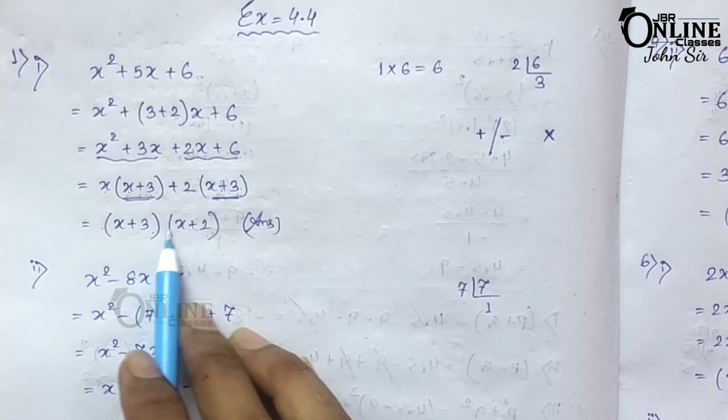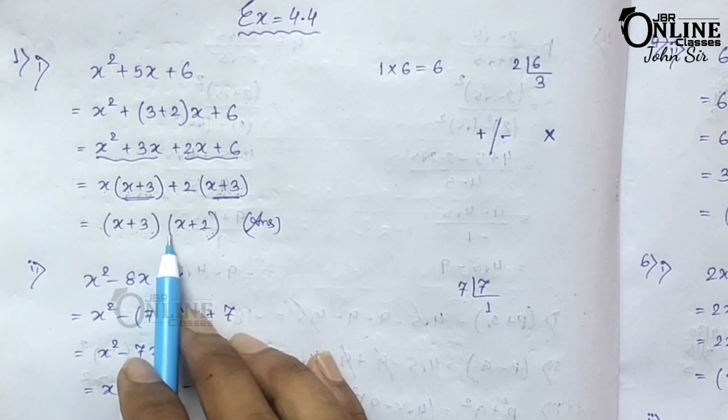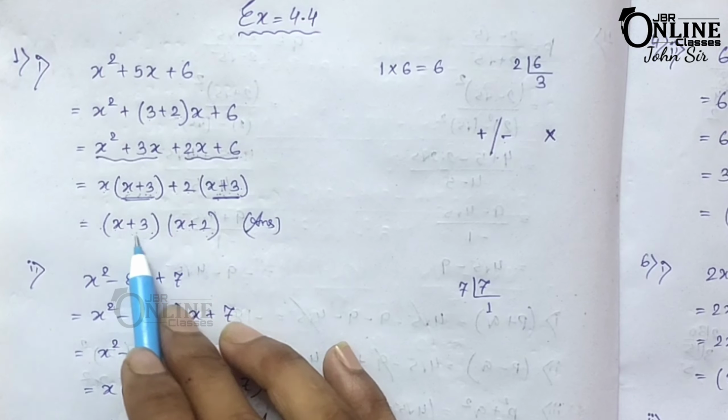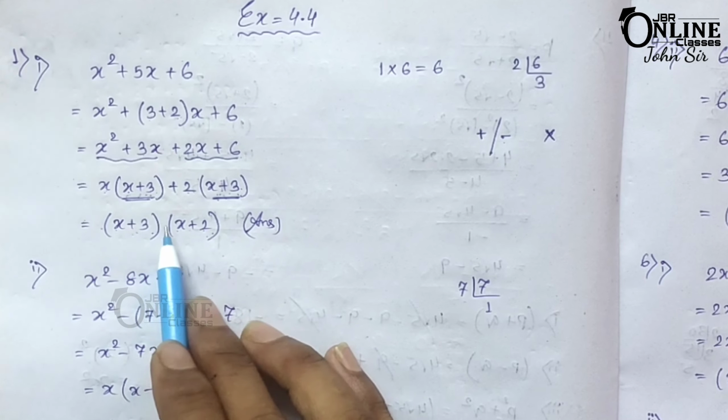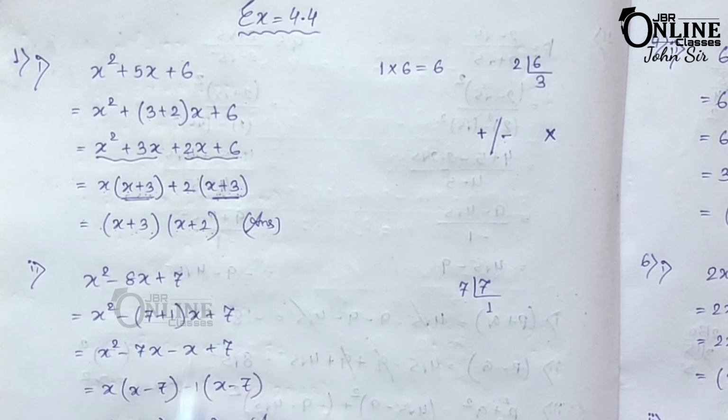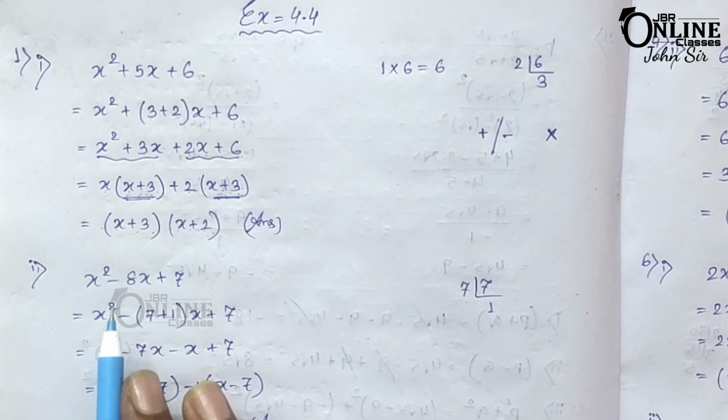There is something multiplied with something, as you have to find out the factor. So that's why the answer will be in this way, something multiplied with something. Okay, now the next one, number 2.